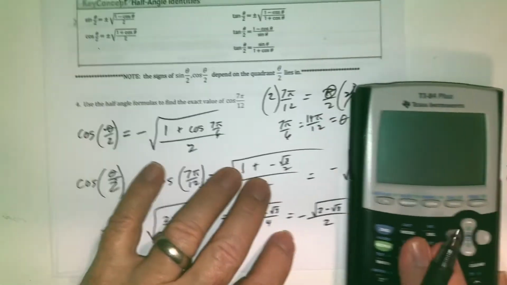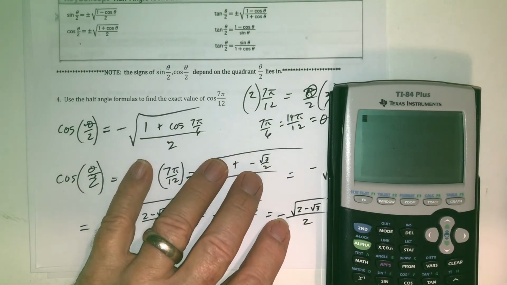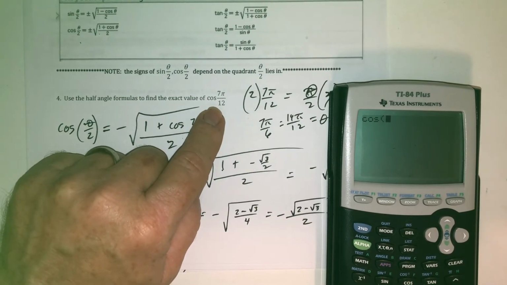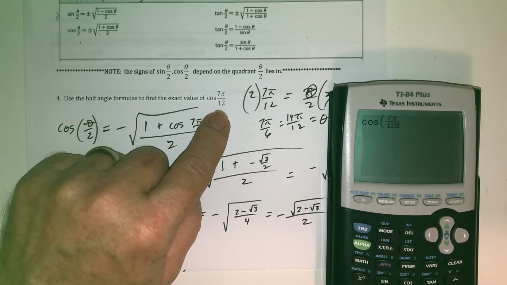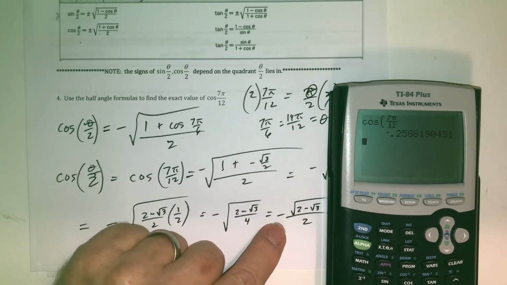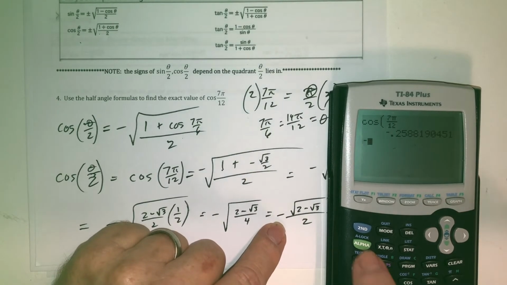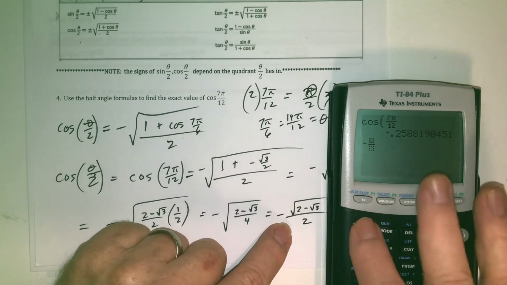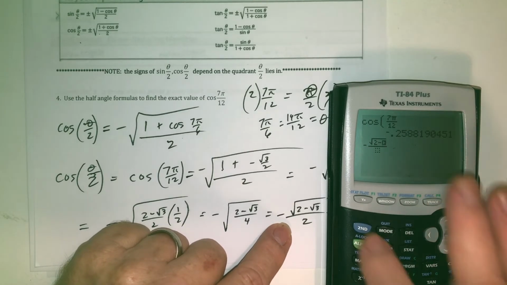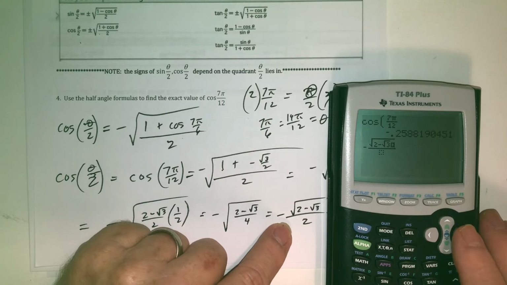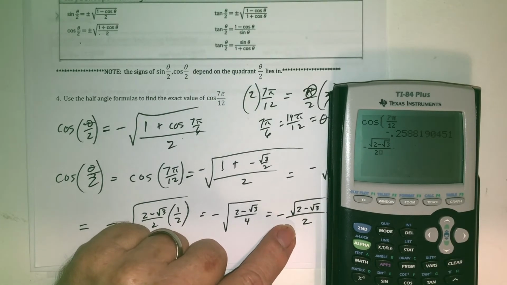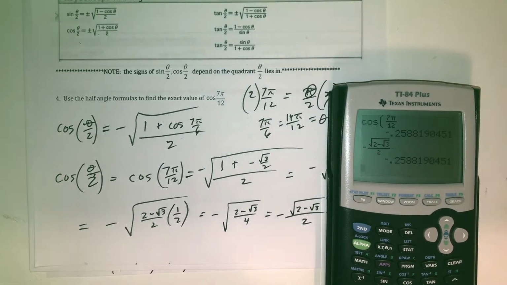All right, so let's type that in. Let's find the cosine of 7 pi divided by 12. There's that value. That is the same thing as a negative value. Take the square root of 2 minus the square root of 3, come out from under there, go down to that denominator and divide that by 2, and you should get the exact same thing. All right, there we go. All right, moving on. Please turn the page.